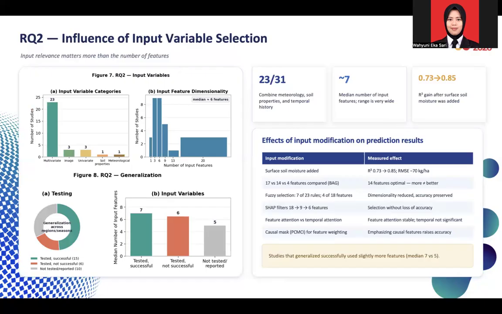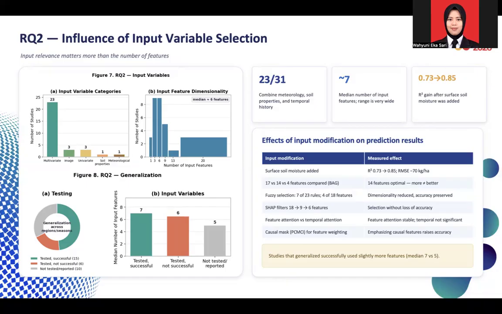The table summarizes what happened when studies modify those inputs. Adding surface soil moisture raised R squared from 0.73 to 0.85 and cut RMSE by 70 kilograms per hectare. One study compared 17, 14, and other feature counts; 14 features was optimal, so more was not better. Fuzzy selection kept 7 of 23 rules and 4 of 18 features, preserving accuracy at lower dimensionality.